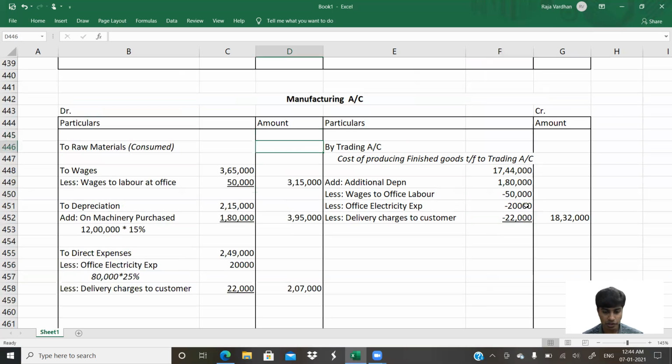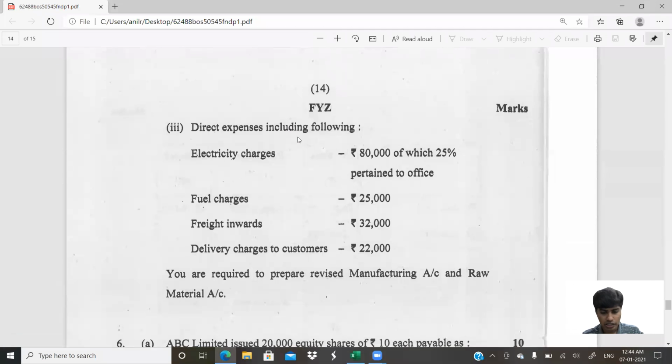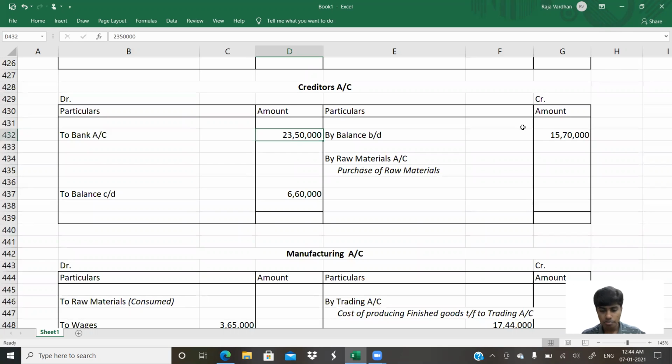Come on, let us go to the previous one. What all do we have here? Creditors account. 23,50,000. Okay, I think are we done with the question here? Yeah, we're done with the question. Let's try to close them. Balance, okay, 15,70,000 is what you were supposed to pay previously. 23 lakh 50 you paid, still 6 lakh 60 you would have to pay. Why? Because there is purchases. Let us see the total.